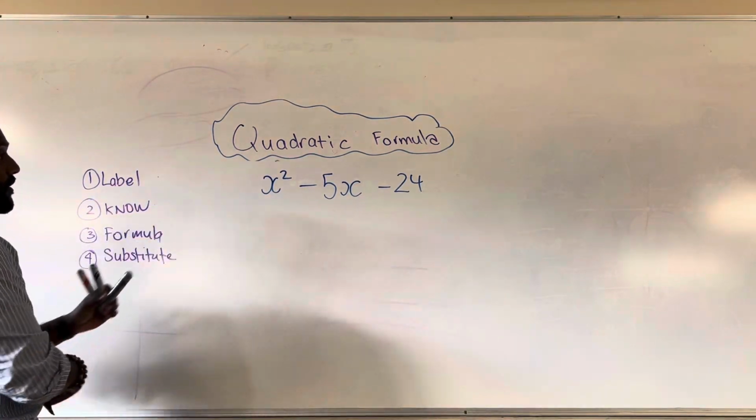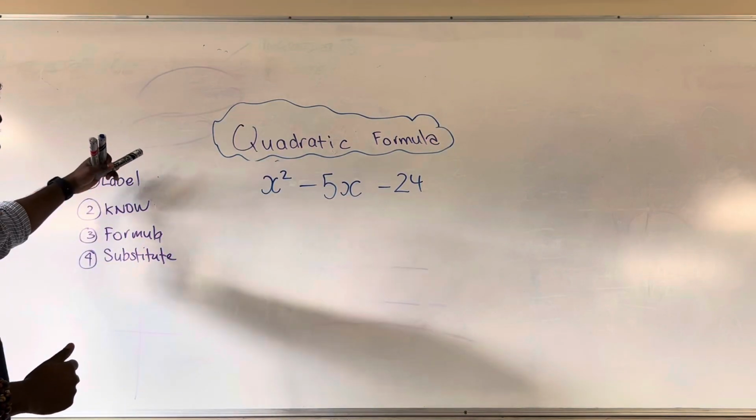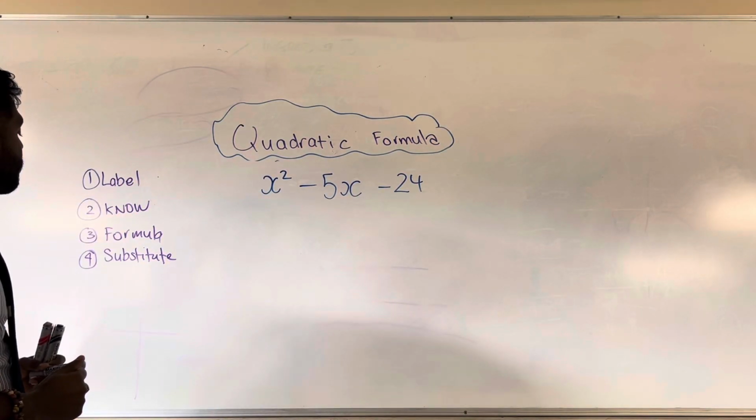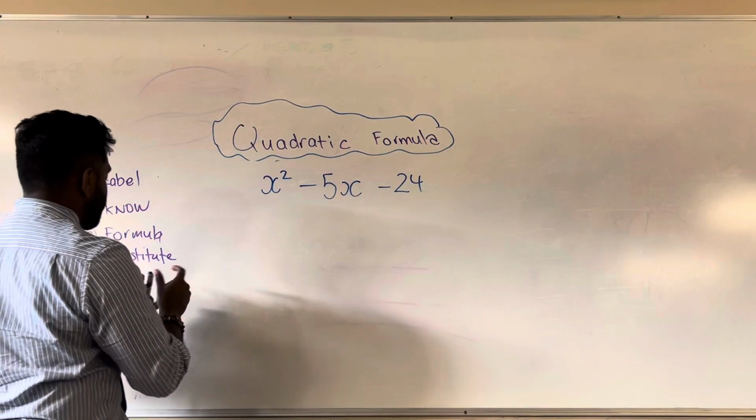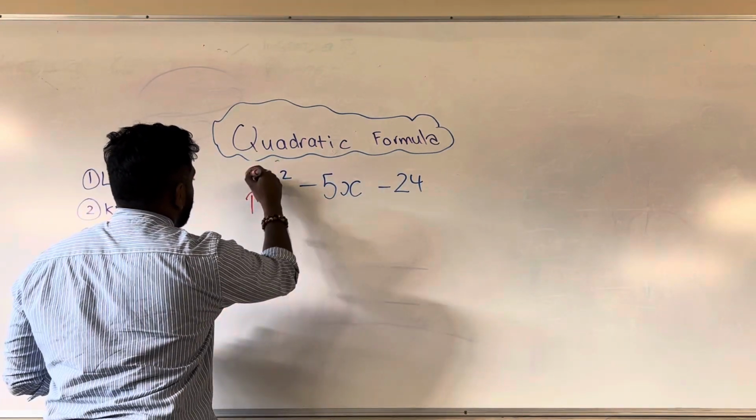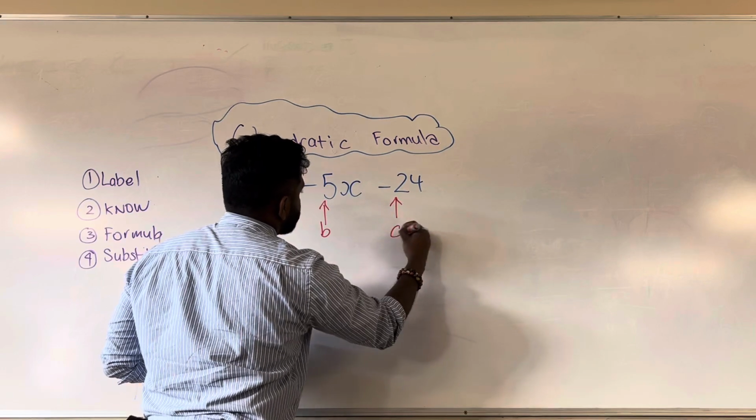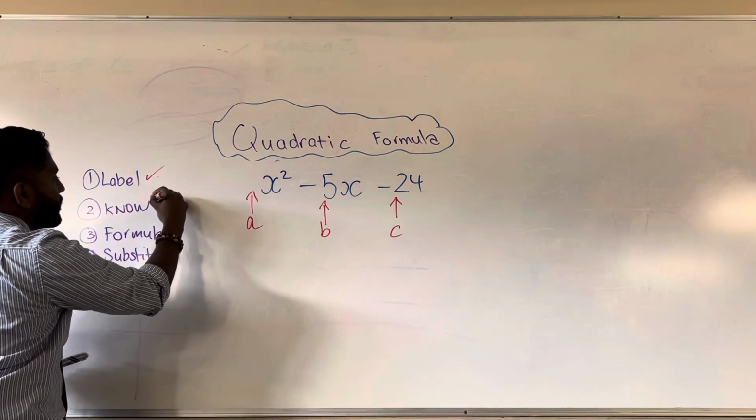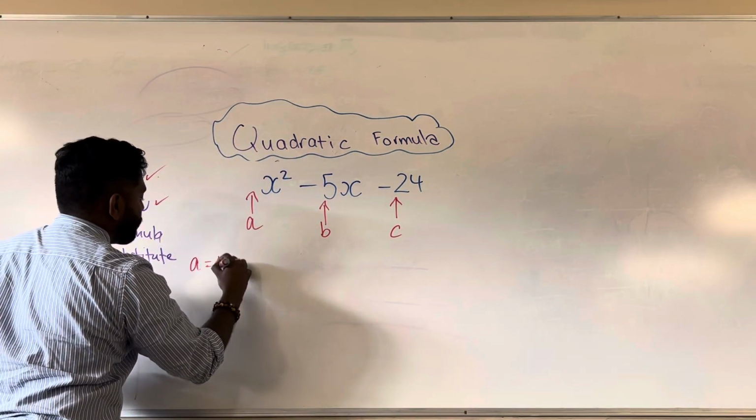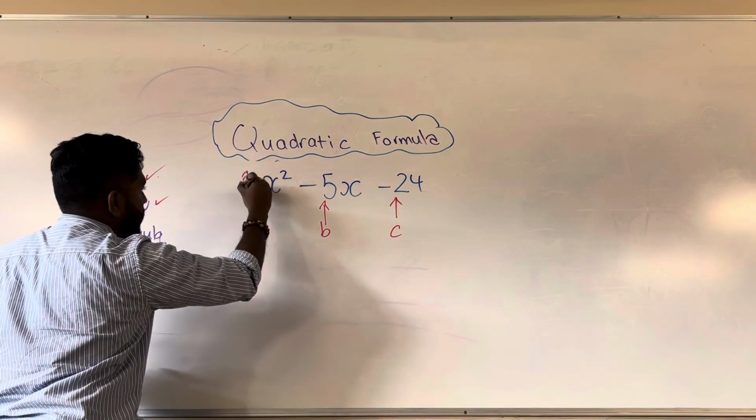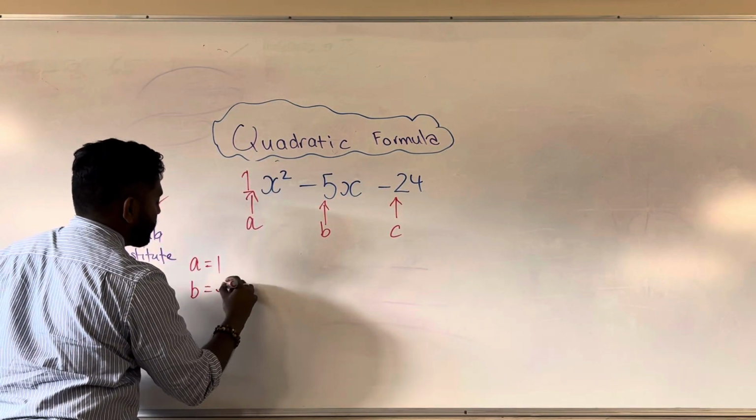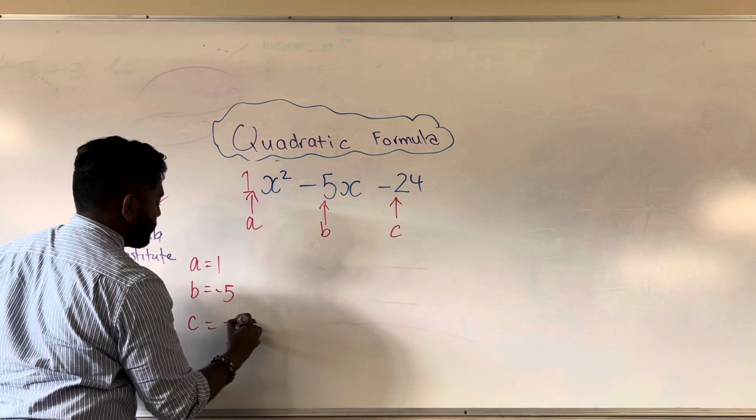I'm just going to show you, it doesn't actually take that long to do, using the strategy. So let's label. That's A, that's B, and that's C. Let's write down what we know. A is equal to 1. Can't see, that's invisible. B is equal to -5. C is equal to -24.